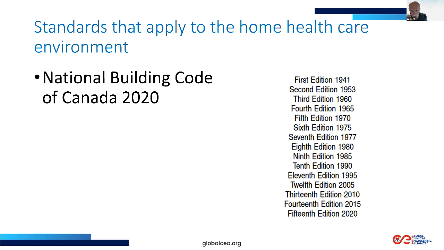There are a few standards that are applicable to home care. Again, I'm giving the Canadian example, but in most countries, there is a building code. Home residences are typically required, under new construction, to conform to the current building code. The problem is, as you can see on the right-hand side of the screen, the building code is repeatedly updated as standards change. And so if your house was built in 1941, the only code that it needs to conform to is the 1941 edition of the building code.